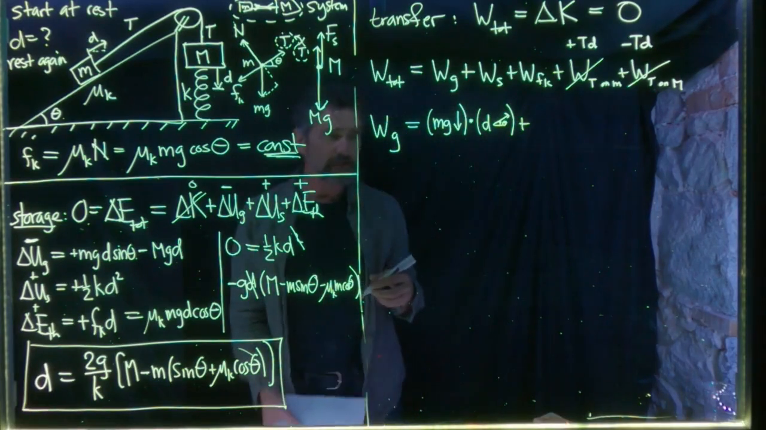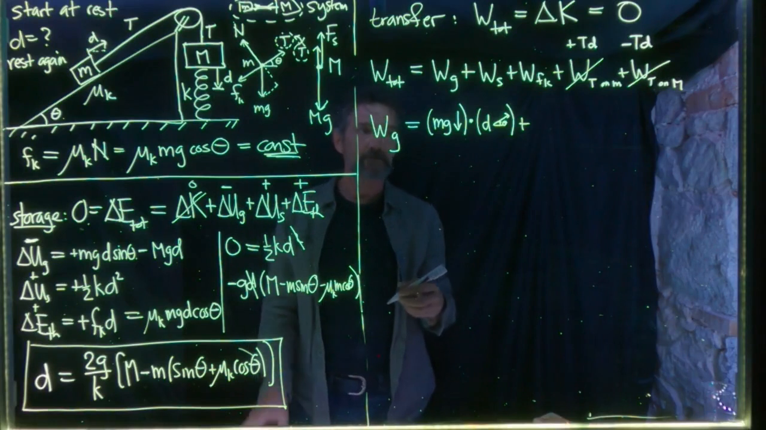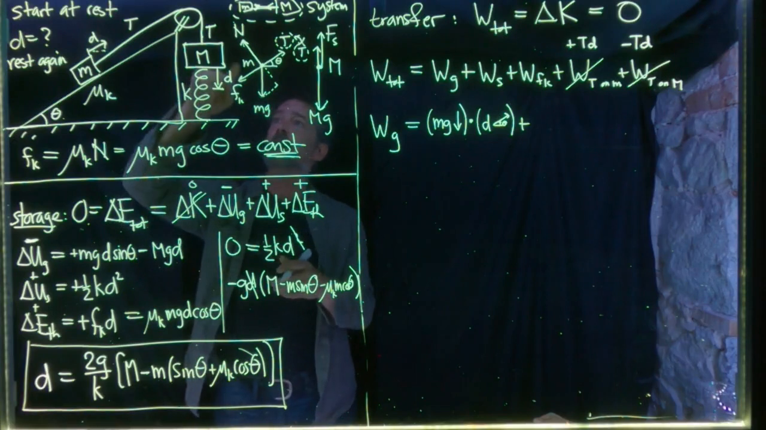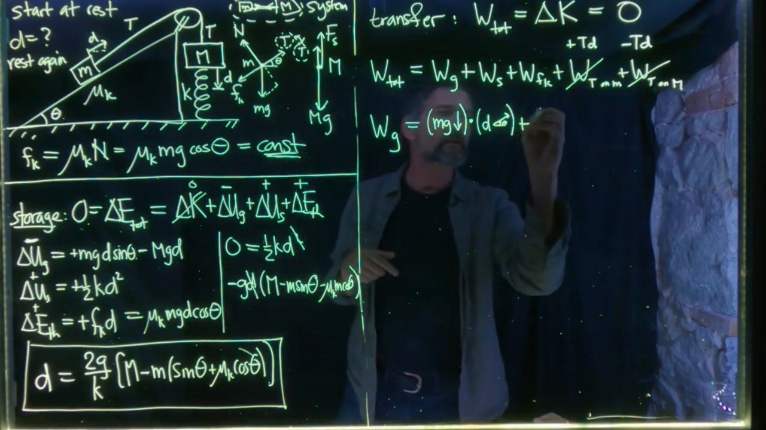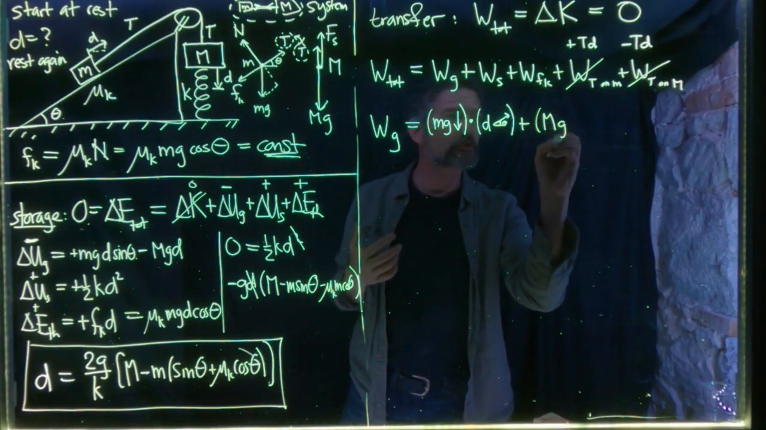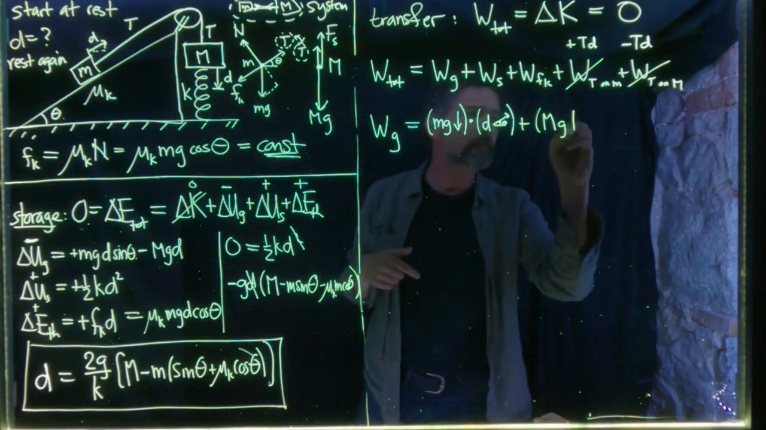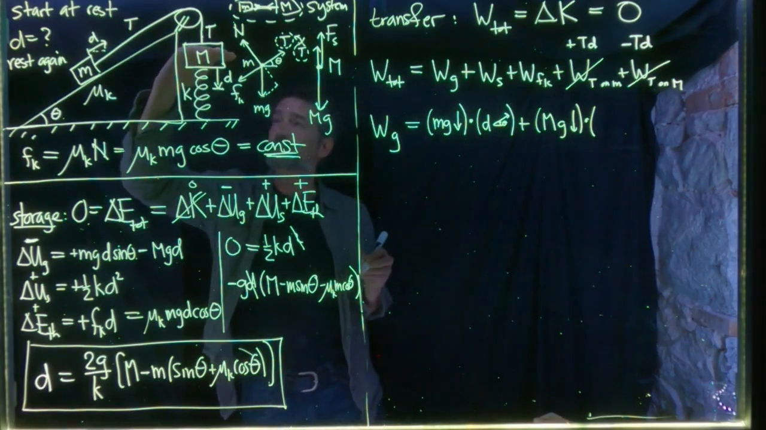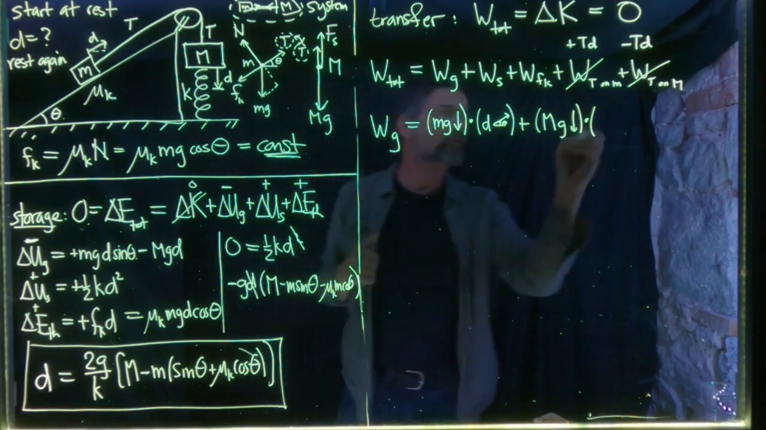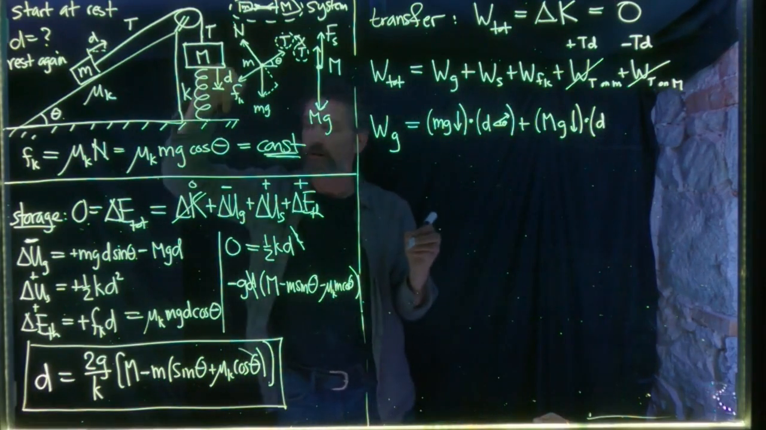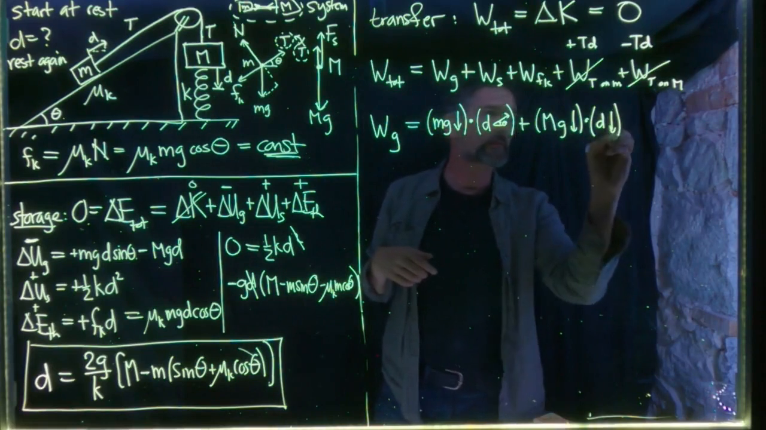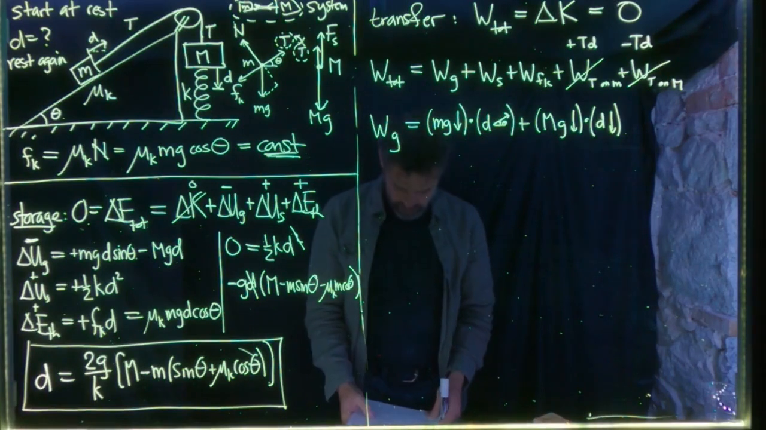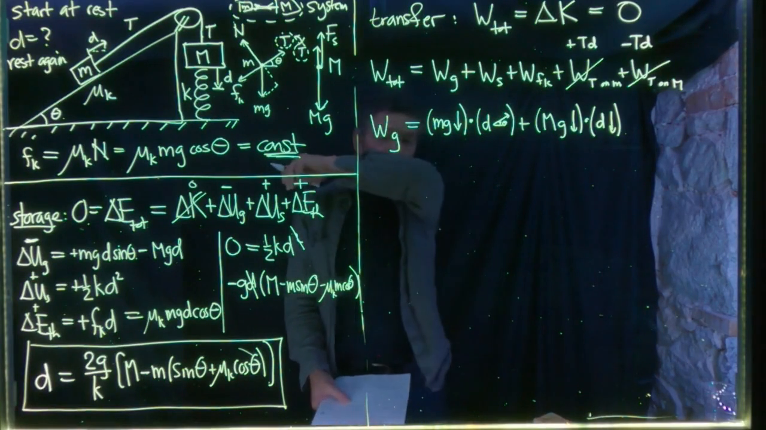Plus the constant gravitational force acting on big M, okay, that's a force of magnitude big Mg pointing straight down, vector dot product with the displacement. The displacement of big M is a vector of magnitude little d pointing straight down. Okay? And so if we work this out, I guess I'll have enough room if I do it down here.